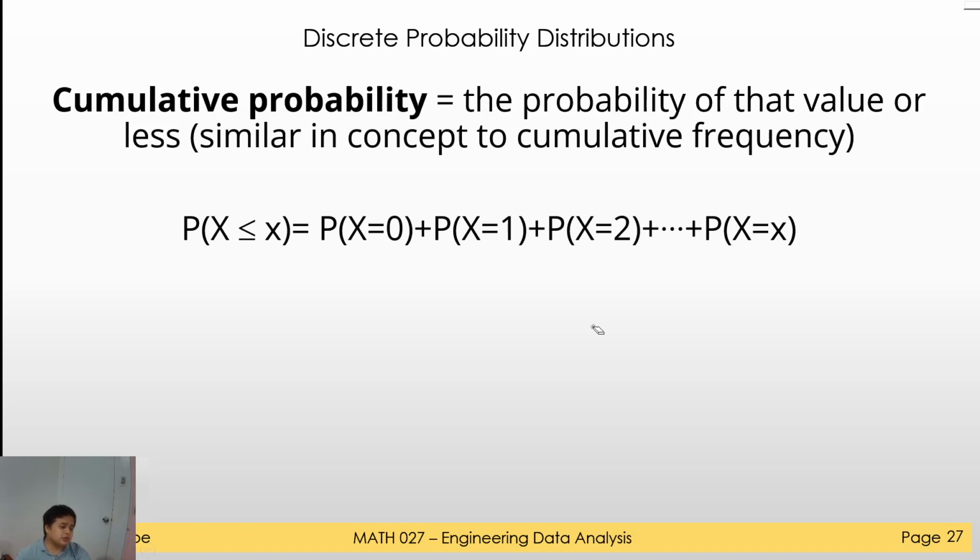So the cumulative probability is what we just did last time, no? We can add the probabilities of each of the random variables to get the total or the cumulative probability.